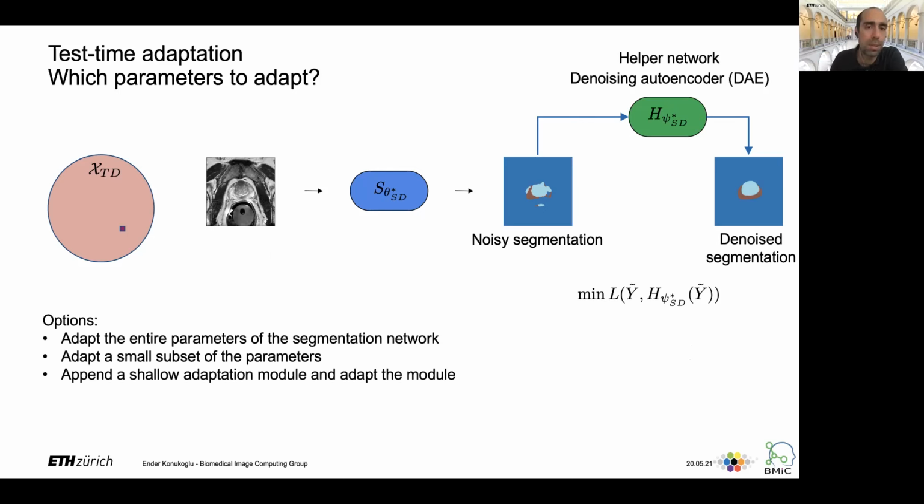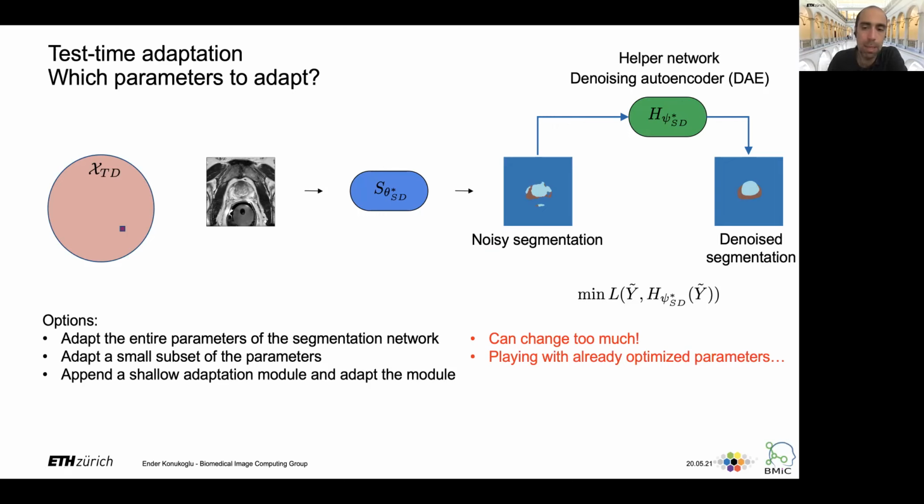There are really 3 options there. One of them is you can adapt the entire system. You can adapt a small set of the parameters, or you can append something shallow before the segmentation module and only adapt that. Now, the first one is really nice and it can work, but then it would actually change the segmentation too much, so much that it will ignore the image and simply create a segmentation with which the helper network is happy. Second, you can say, hey, I can adapt a small set of these parameters so that the segmentation cannot change too much.